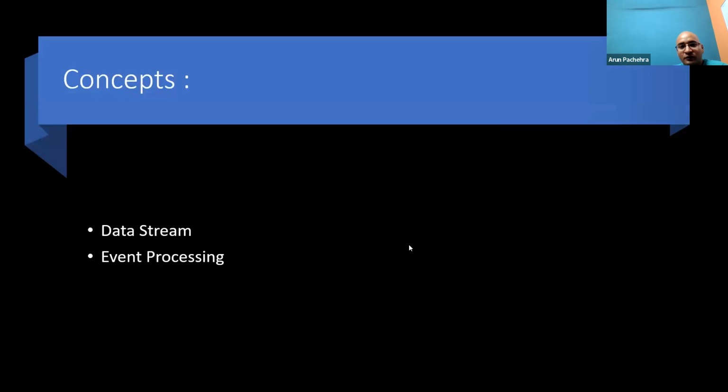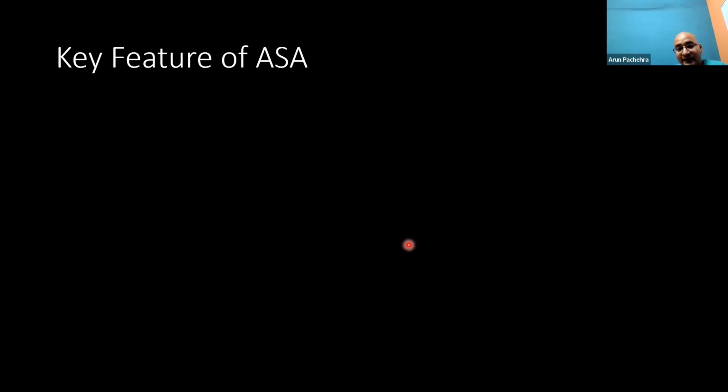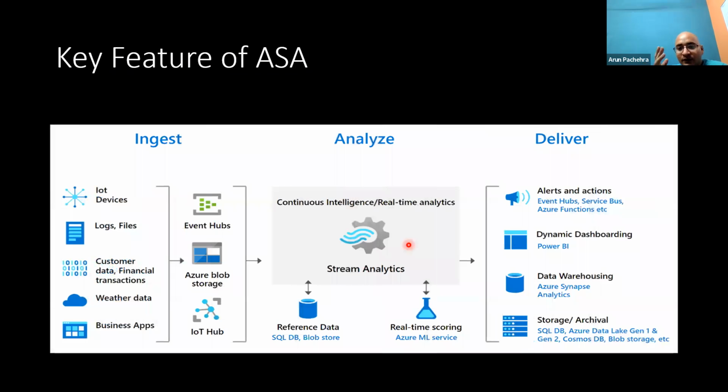Now, the next thing I'm going to show you will help you understand everything we are trying to construct or put together. There we go. This is a wonderful, wonderful mind map, I would say, or architecture provided by Microsoft for understanding. Now, you could simply see with the help of this design, these are various event sources. Like I was saying, IoT devices, log files, customer data, financial transactions, weather data, business apps. And this data is ingested into IoT Hub or Blob Storage or Event Hubs. What it means is Stream Analytics can work with data coming or streaming from Event Hub, Blob, or IoT Hub. It supports all these three.